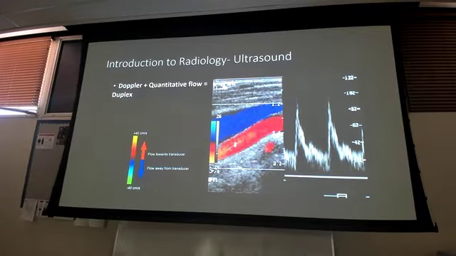Here's one with a combination of the two. It started off with duplex, and then they decided to turn on the Doppler just to check for the flow. Now arteries and veins run very close to one another, right? And so that's why we have both of them here. But I can't tell you which one is which just off of this picture, because again, red and blue do not mean arteries and veins.